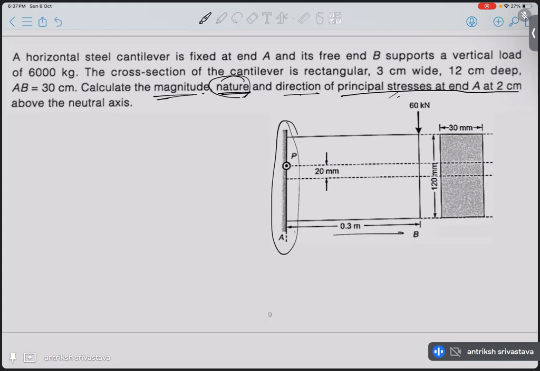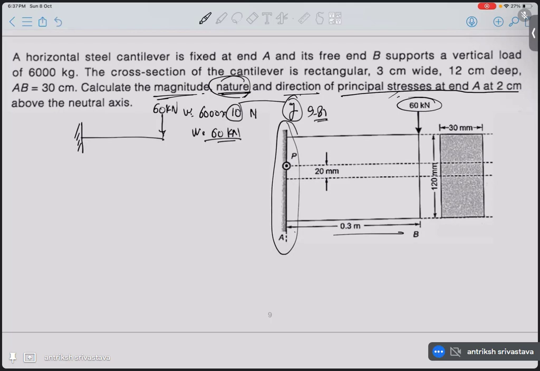So the bending moment diagram should be pretty simple. We have a normal cantilever beam and it is loaded by 6000 kg. That will be 6000 into 10 Newton weight, so 60 kilonewton. This 10 is nothing but g, that is 9.81 usually, but we'll take 10 for simplicity. And it is also given to us here. So we have 60 kilonewton and the length is 0.3. So the moment M at A is going to be 60 into 0.3 kilonewton meter. That is 18 kilonewton meter.